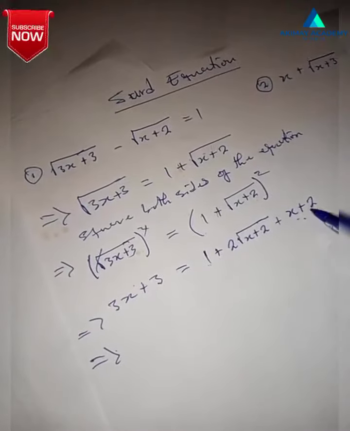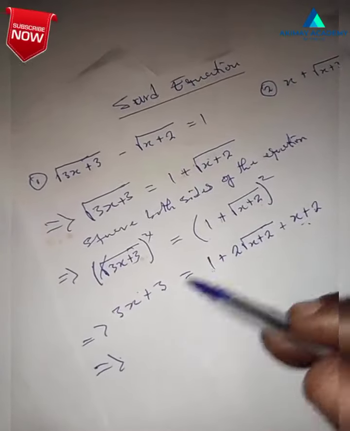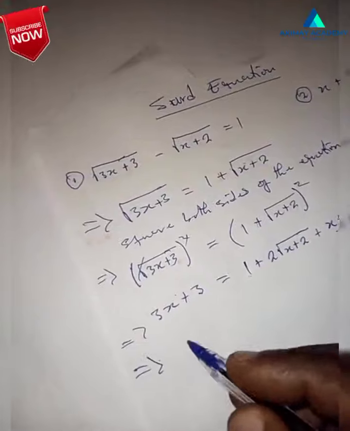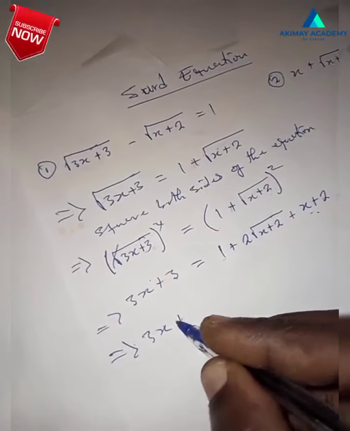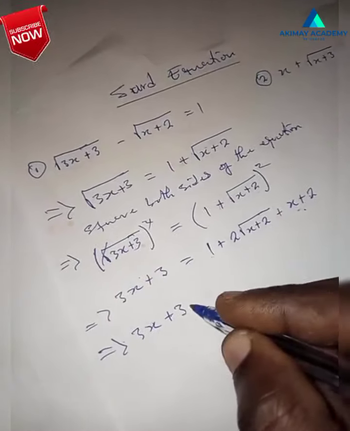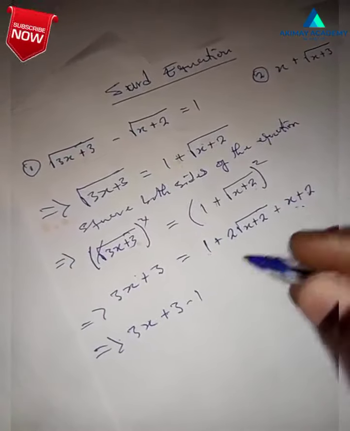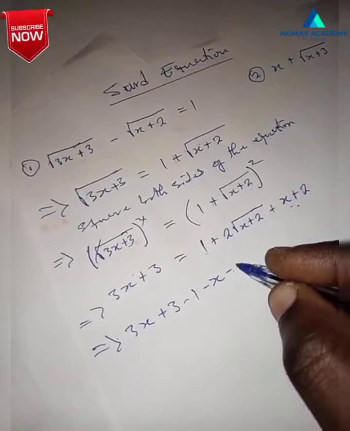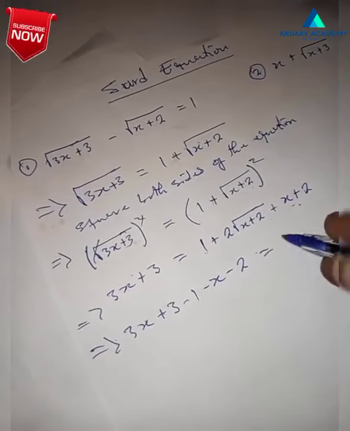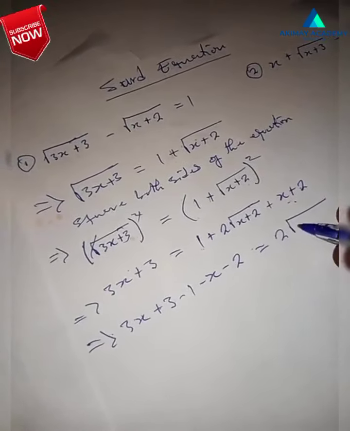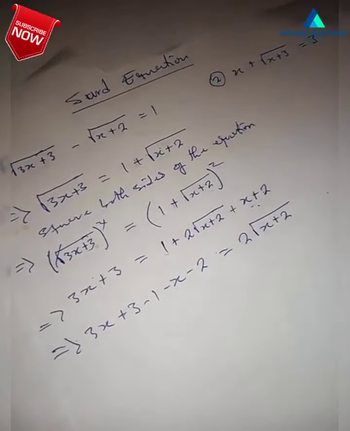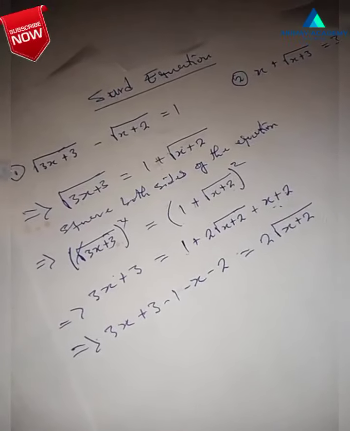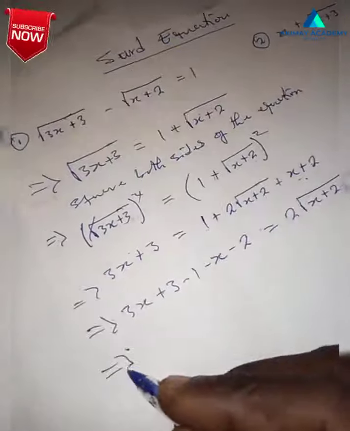You can see they are all rational. So we can send them to the other side so that the irrational will be here alone. So we have 3x plus 3. So the 1 is coming, minus 1. X is coming, minus x. 2 is also coming, minus 2. Okay. And everything will be equals to 2 root x plus 2, which will be left over there. There's the irrational over here.